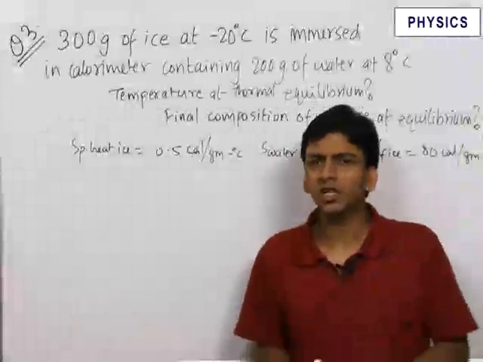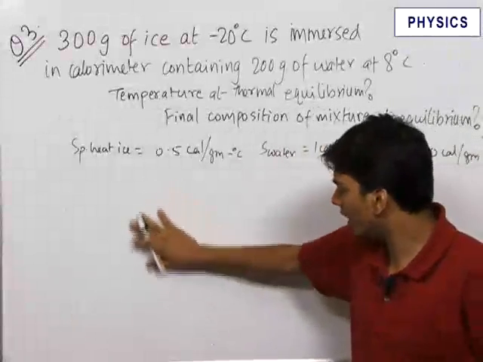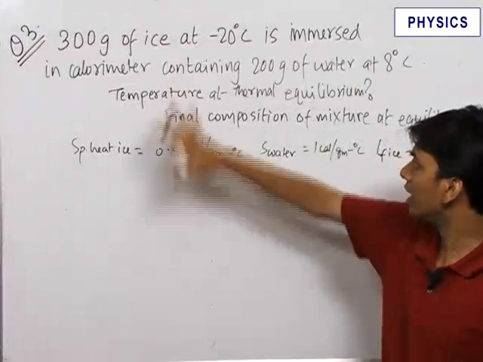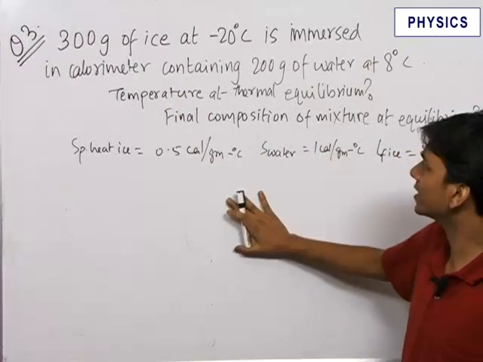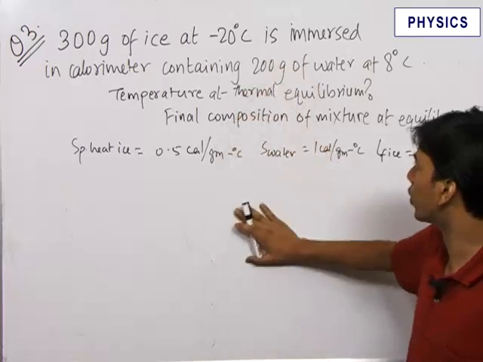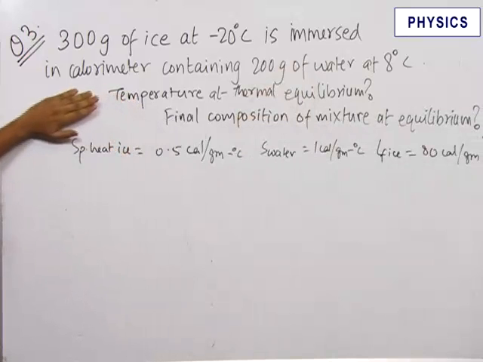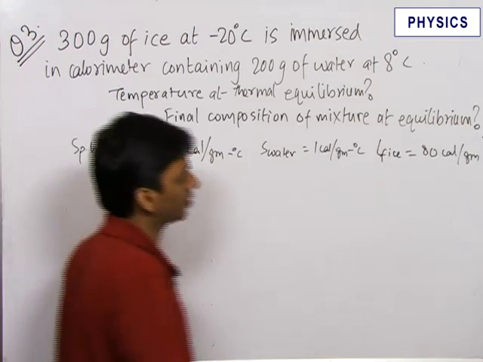Now here we have a very standard question, and I'll tell you the method which you should use in these type of questions so that you never get the wrong answer. 300 gram of ice at minus 20 degrees Celsius is immersed in a calorimeter containing 200 gram of water at 8 degrees Celsius. We need to find out the temperature of the final system at thermal equilibrium and the final composition of the mixture at equilibrium.